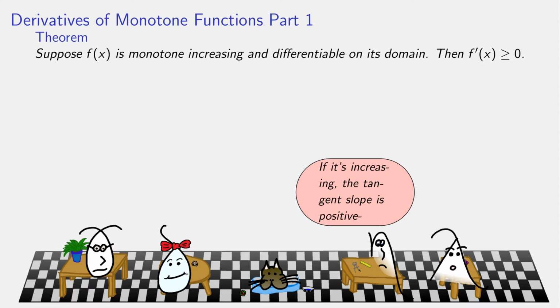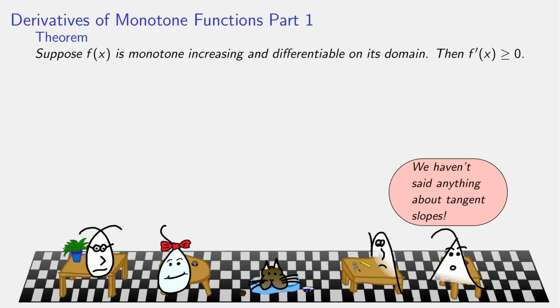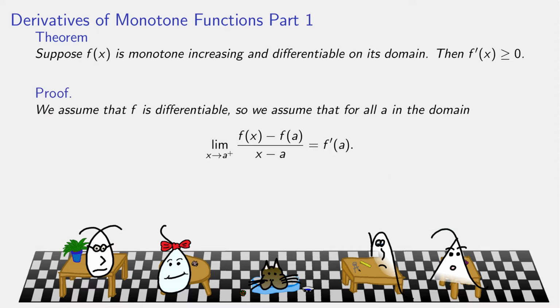Well, okay, I'd be careful about phrasing it like this, because we very consciously have avoided saying anything about the word tangent. So let's just dive right into the proof, okay? Since we assumed that f was differentiable, we know this limit exists. I don't know what it is, but I know it exists and is a real number.